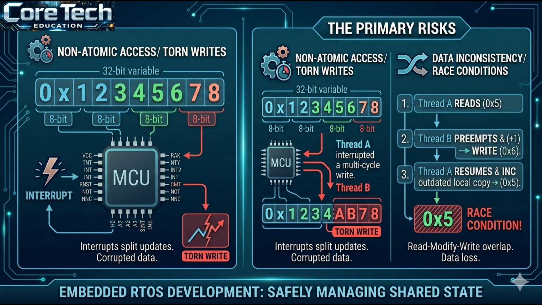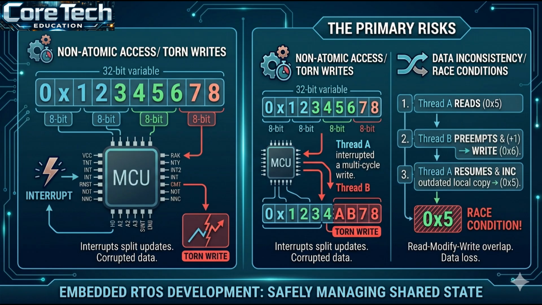The first big issue is non-atomic access, also called torn writes. Imagine a 32-bit variable being updated in multiple steps. If an interrupt fires in the middle of that update, the data gets split, leaving behind a corrupted value. That's how a clean number like 0x12345678 can suddenly turn into garbage like 0x1234AB78. The second risk is data inconsistency caused by race conditions.